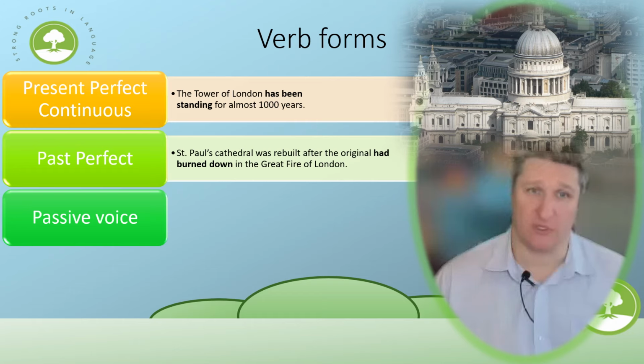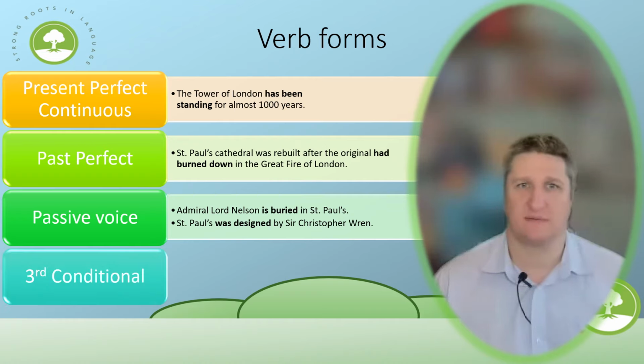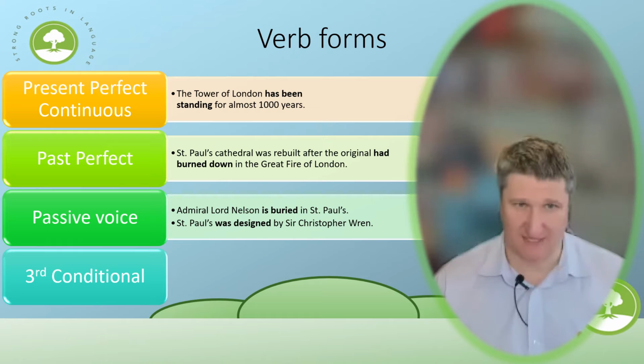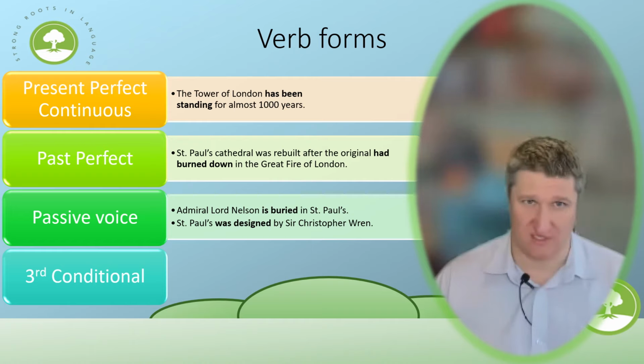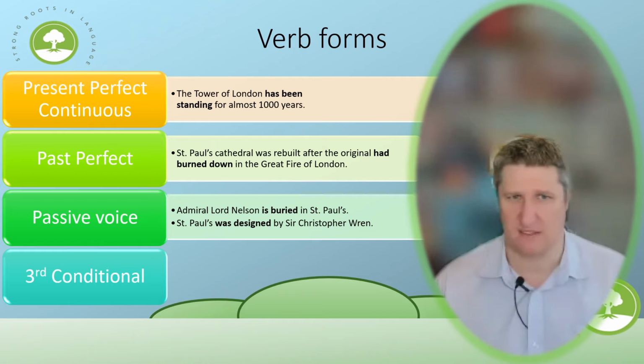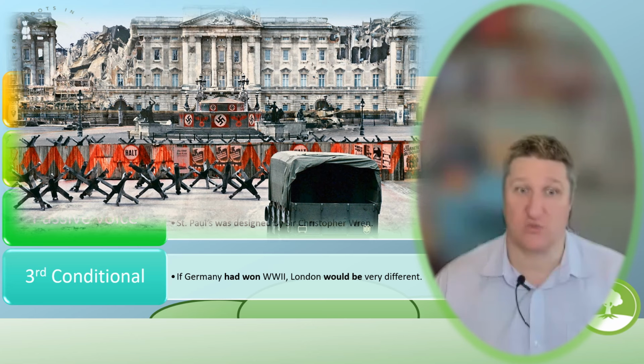You should also use the conditionals we discussed at entry 3. That's 0, first and second, and then add into the mix the third conditional. This is the one which talks about unreal event situations, usually about times in the past, such as, if Germany had won World War II, London would be very different.